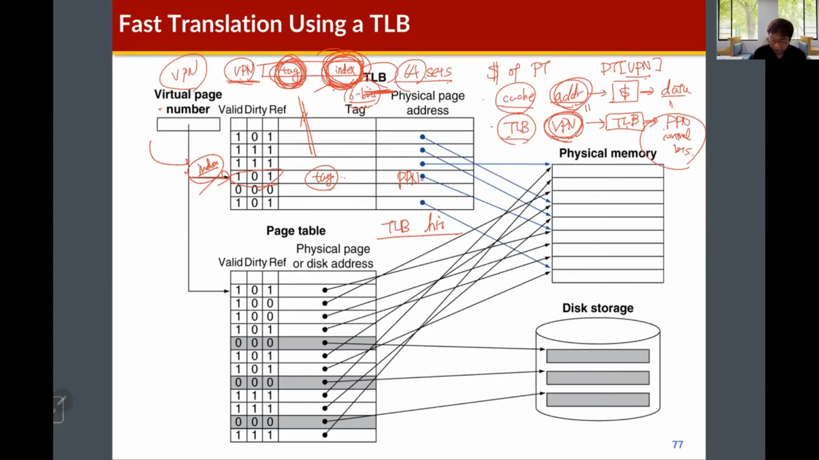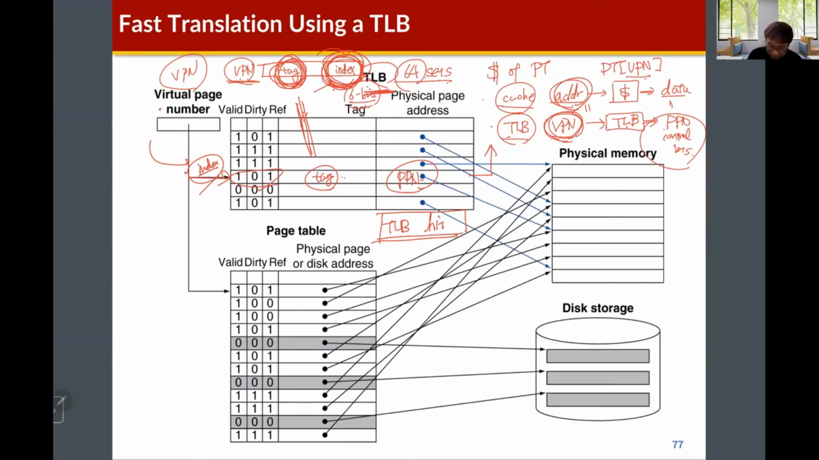And if this tag is the same as the tag part of the VPN, then this is the TLB hit, which means that the TLB has the requested mapping information from the VPN to the PPN. So this is the TLB hit. In this case, we can get the PPN from the TLB, so we can get this physical page number very quickly. Understand? I hope you can understand.